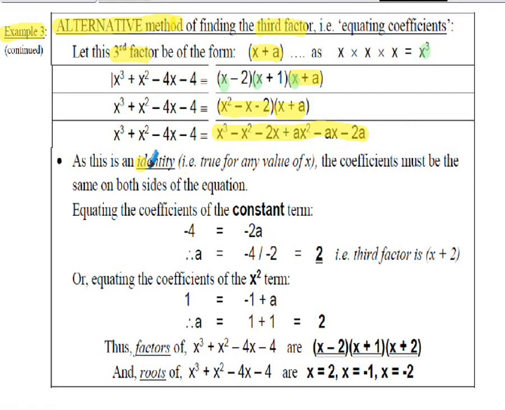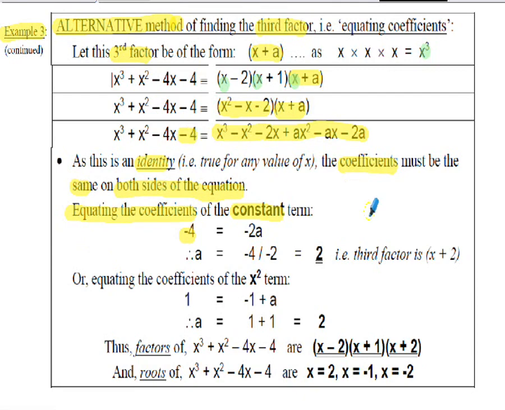This is known as an identity. It's true for any value of x, and the coefficients must be the same on both sides of the equation. So what we're going to do is equate the coefficients of, for example, the constant term, that's the pure numbers. On the left-hand side of the equation, the pure number I have is -4, because the other terms all have an x in them. But the -4 is a constant value.